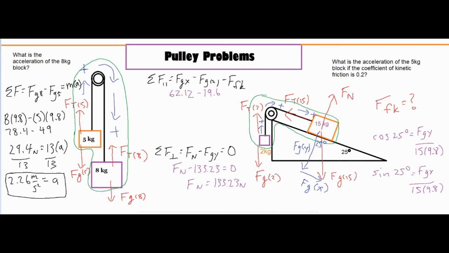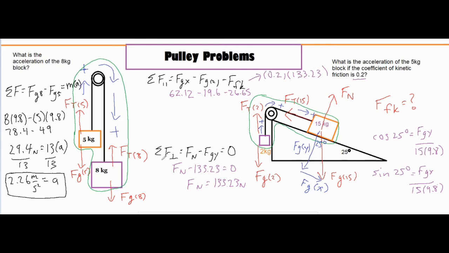Okay, so the way I'm going to find friction is to take the coefficient of kinetic friction times the normal force, the mu times the normal force, and I found the normal force a little bit early over here. So I'm going to do 0.2 times 133.23, and then I have my force of friction, which comes out to 26.65 newtons. All right, so now I pretty much have everything I need.